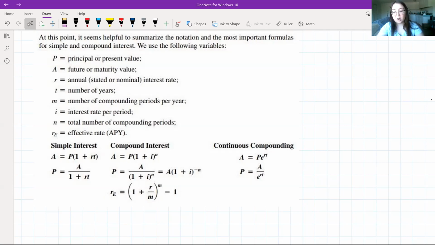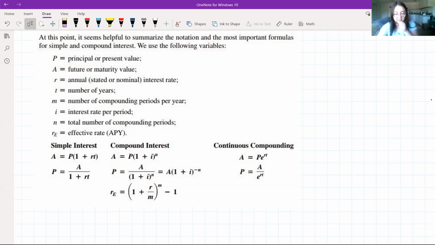Then we want to think about our compound interest. Our future value is equal to our principal, or our present value is more often called, times 1 plus our interest rate per period to the power of the total number of compounding periods. Then we have our present value, once again the rewriting. If we needed to find a present value instead of a future value, P is equal to A divided by 1 plus I to the n power, which is the same thing as writing A times 1 plus I to the negative n power.